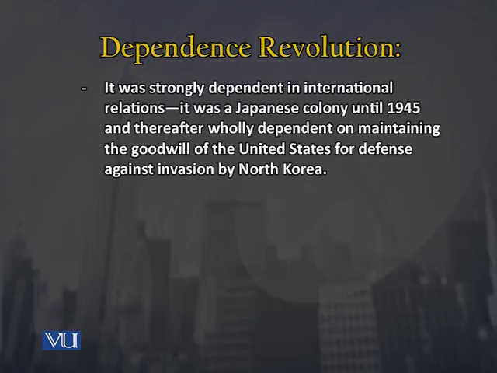Switching over to the dependence revolution, we observe that South Korea was strongly dependent upon international relations, and it was a Japanese colony until 1945. So it stayed under the influence of external forces, and even later, when it got freed from Japan in 1945, it was following the instructions of the United States, which was influencing politically as far as the policy mixes and the defense mechanism of South Korea were concerned. So we see a strong dependence of South Korea on first Japan, and then later on other external, developed countries.